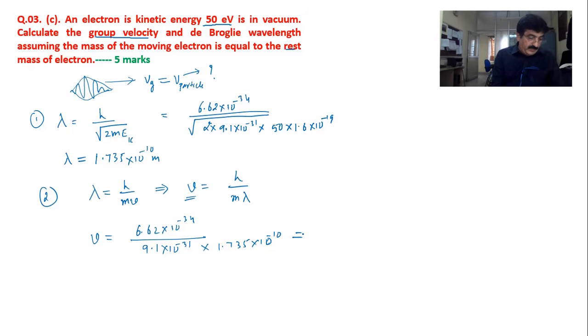So I take 9.1 to the power minus 31, its reciprocal, multiplied by 6.62 to the power of minus 34, which comes out to be 4.193 into 10 to the power of 6 meter per second. This is the particle velocity. I hope you follow this numerical.